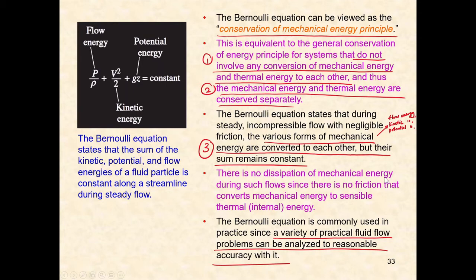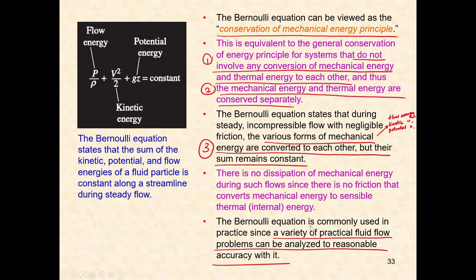There is no dissipation of mechanical energy during flow, since there is no friction that converts mechanical energy to sensible thermal internal energy. This means there's no heat loss. There's no conversion of, for example, flow energy into heat energy, or kinetic energy into heat energy, or potential energy into heat energy. There is no such conversion. There is only interchange between these three forms of mechanical energy. So that's why, with no friction, there's no loss of mechanical energy to sensible thermal internal energy.